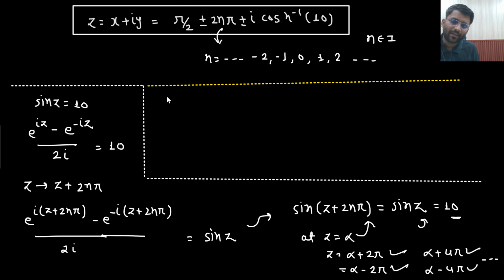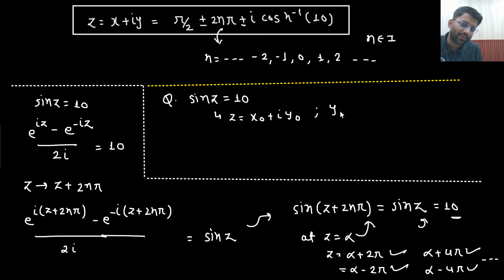The question would be: sin z equals tan. If you solve this equation, then you are getting z equals x naught plus iota y naught. Tell me the value of y naught. What will be y naught? This question he will ask. He cannot ask the value of x naught. Why is that so? Let's just say he is making it as a NAT problem.